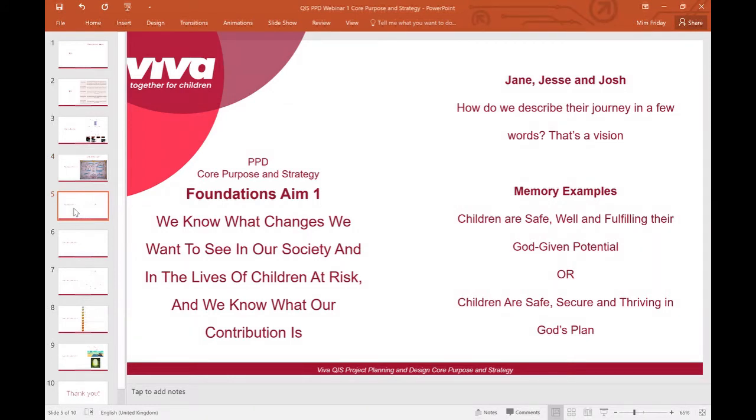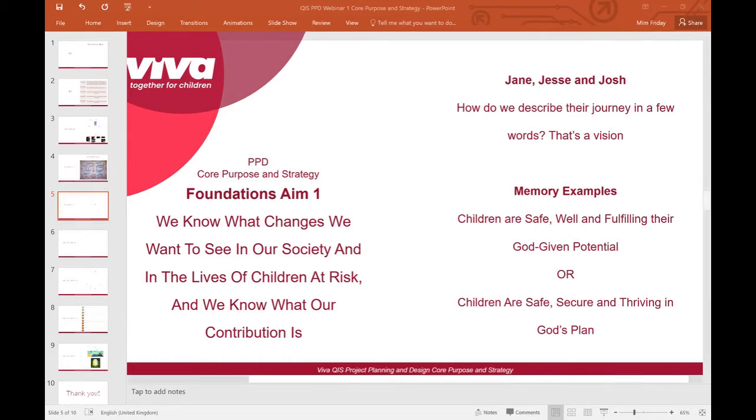So one of the things that we have to do is to make sure that we have very, very clear wording. Do we understand exactly what it is that we are offering and the dream that we're suggesting? And there's two examples there. And one of the things I always think is really important is that your key statements must be very, very easy to remember. Just read them. Children are safe, well, and fulfilling their God-given potential. Or another way to say it might be children are safe, secure, thriving in God's plan. Okay?